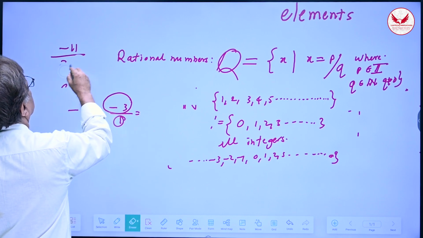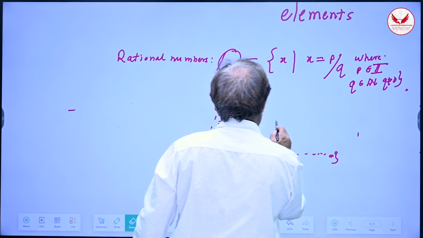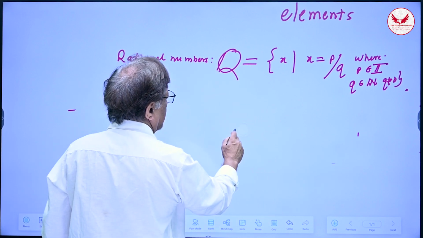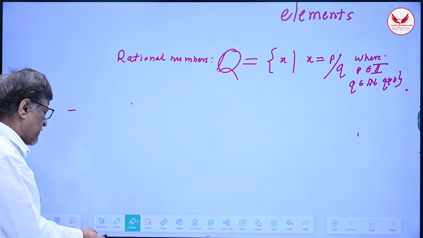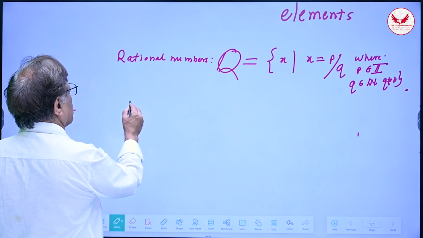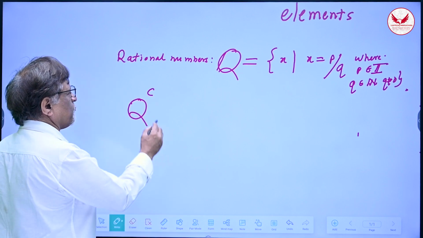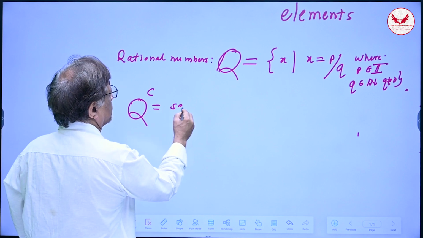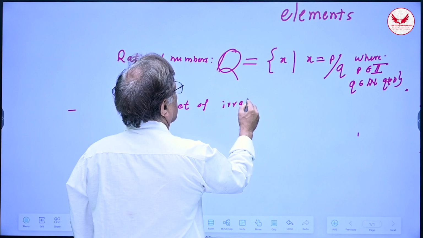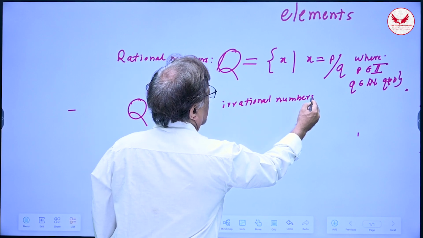Next comes the greatest set of numbers with which we'll be dealing most of the time, because there are numbers which are not rational. Unfortunately, we do not have any separate symbol for representing not rational numbers. So, not rational numbers will be denoted simply by Q complement. That is the set of irrational numbers. Now, what are irrational numbers?